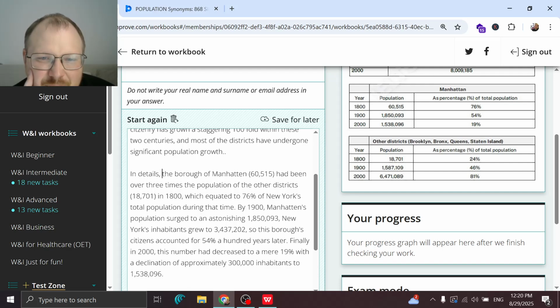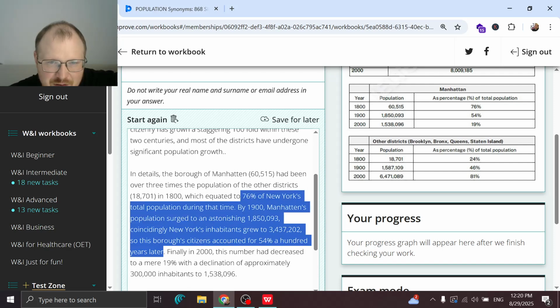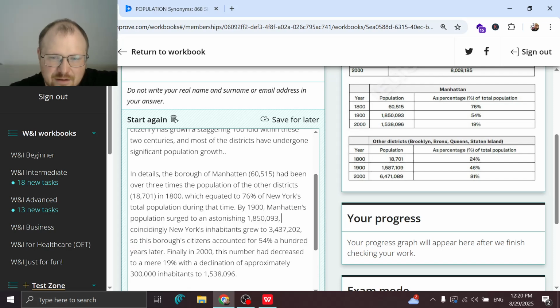New York's inhabitants. Coincidingly, this is a very long run-on sentence. Holy moly. Let's put punctuation. At the same time, coincidingly, New York's inhabitants grew to 3.4 million.